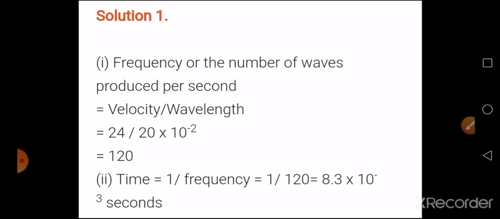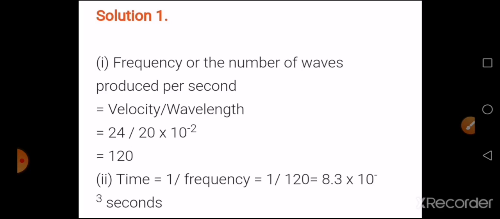First question. The wavelength of waves produced on the surface of water is 20 centimeter. If the wave velocity is 24 meter per second, calculate the number of waves produced in 1 second and the time in which one wave is produced. Okay, now what is given? Wavelength is given 20 centimeter and then wave velocity is given 24 meter per second. Now one is in centimeter and the other one is in meter per second. You have to convert 20 centimeter to meter.